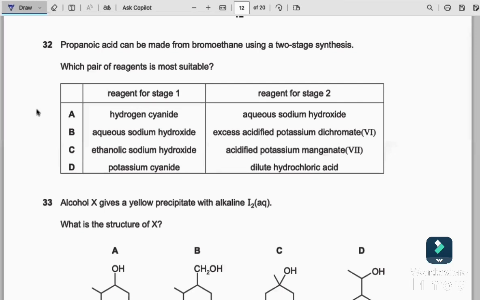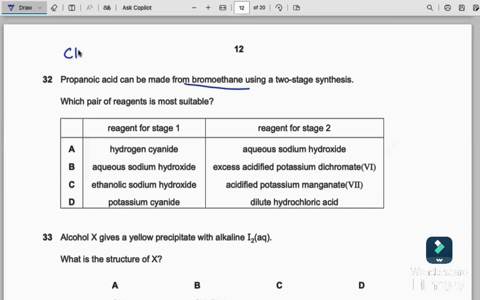Question 32. Propanoic acid can be made from bromoethane using a two-stage synthesis. Which pair of reagents is most suitable? Okay, so we have to make propanoic acid from the bromoethane, isn't it? So bromoethane, what is the formula of the ethane? C2H6, isn't it? So CH3, CH2, so bromoethane.